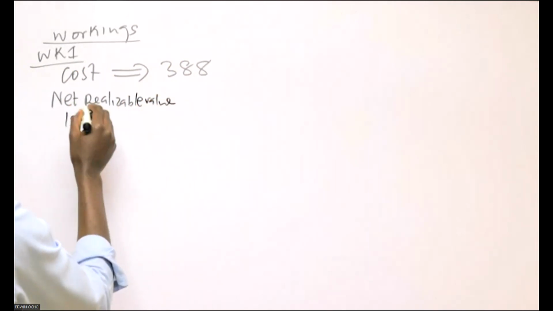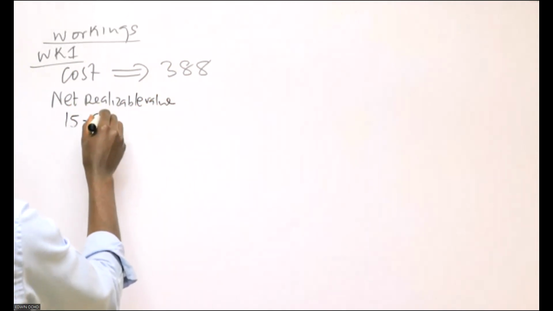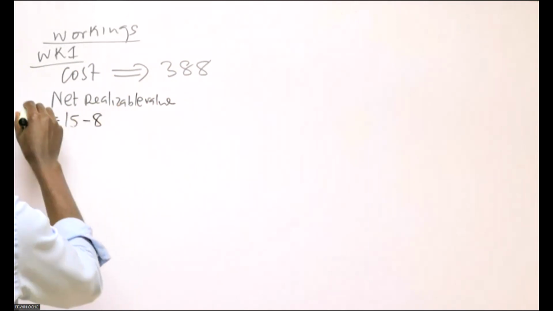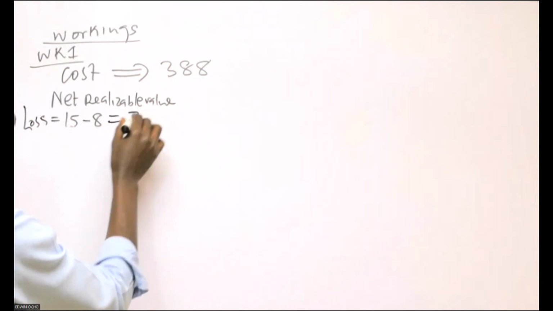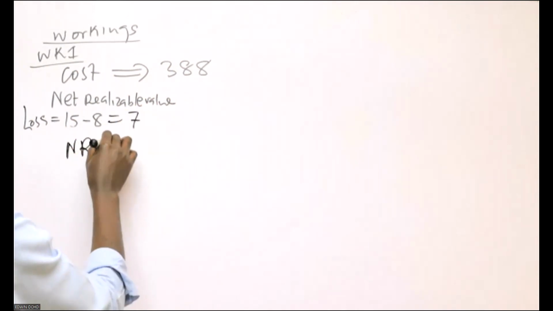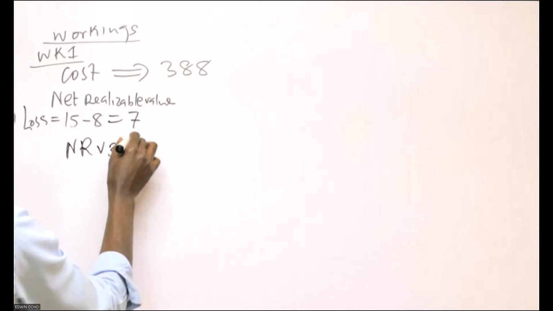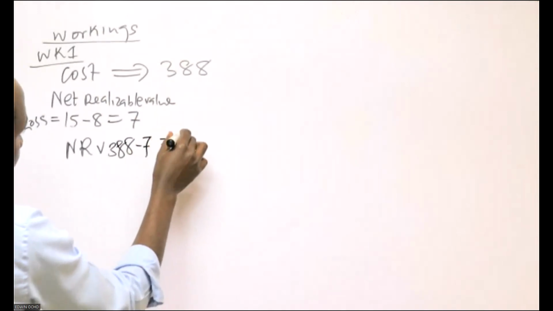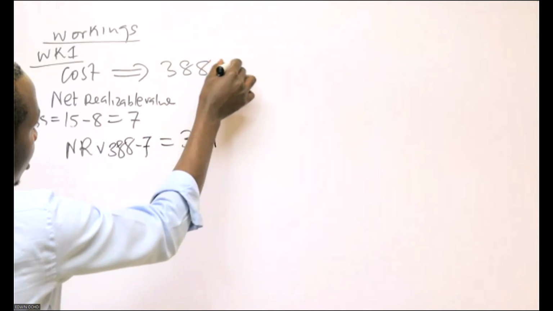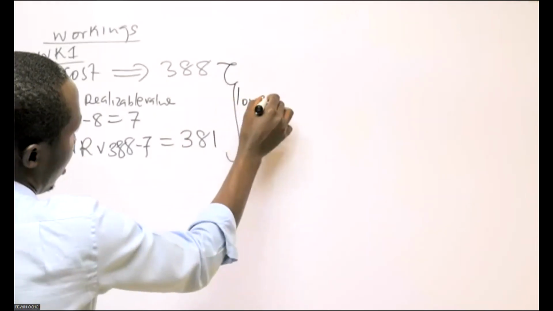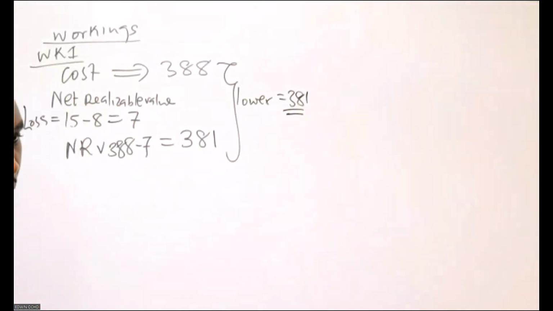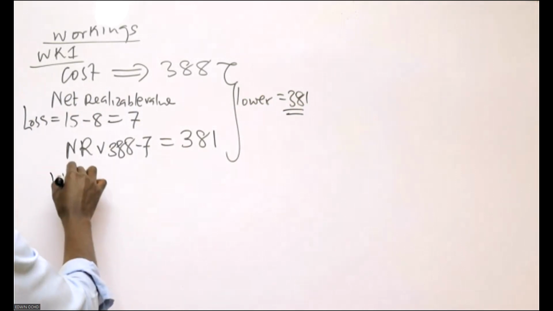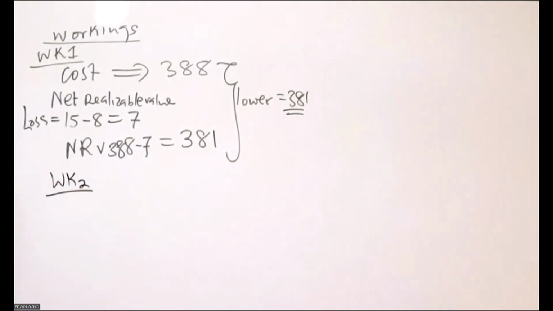So there were some goods of 15 which were disposed at 8, meaning that they were disposed at a loss of 7. So to get the net realizable value, you will take the cost 388 minus the loss of 7. That is 381. So the lower of the two is 381. And this one will be my closing stock. We are done with working number one. Working two.